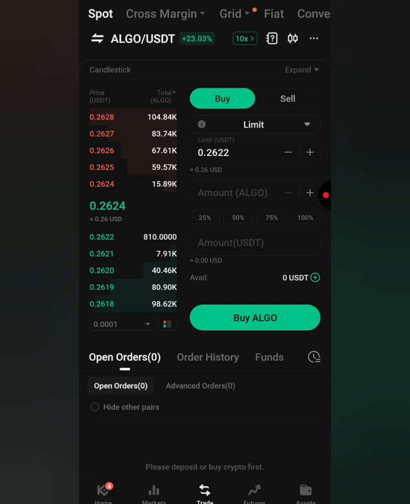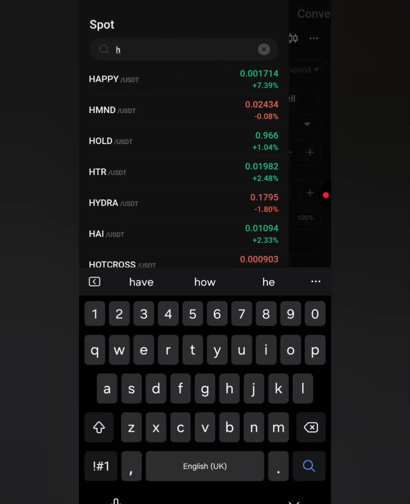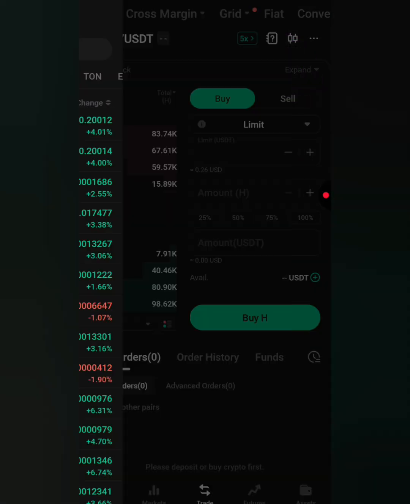So coming over to KuCoin, we're going to search for the H token, okay? So we have it right here. I'm just going to click it this way.